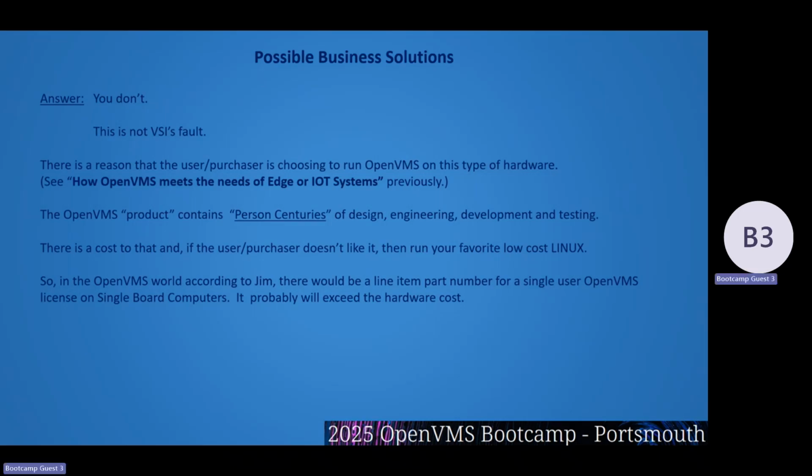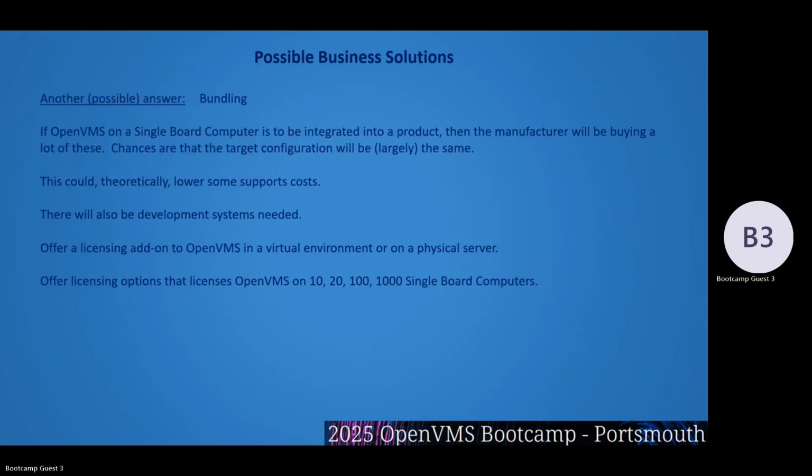So again, in the OpenVMS world, according to Jim, there would be a line item part number for a single user OpenVMS license on an SBC, and it would probably be more expensive than the commodity hardware. Don't like it? Don't run VMS. But the way I think you make this work is bundling. And no, I'm not a car insurance salesman here.